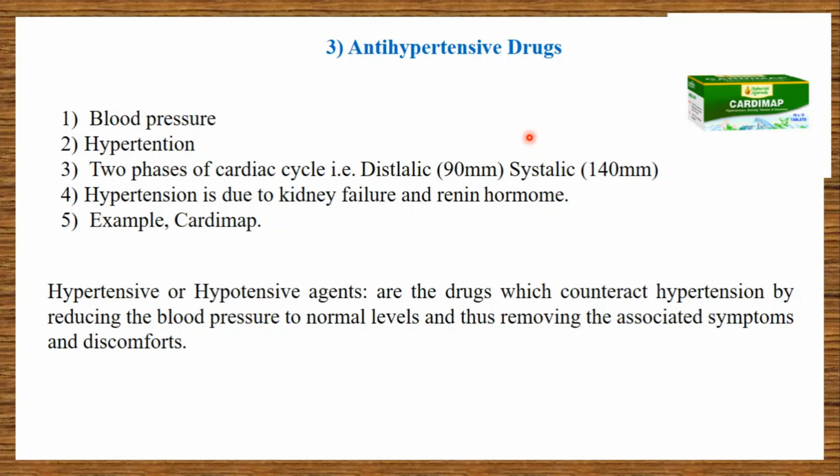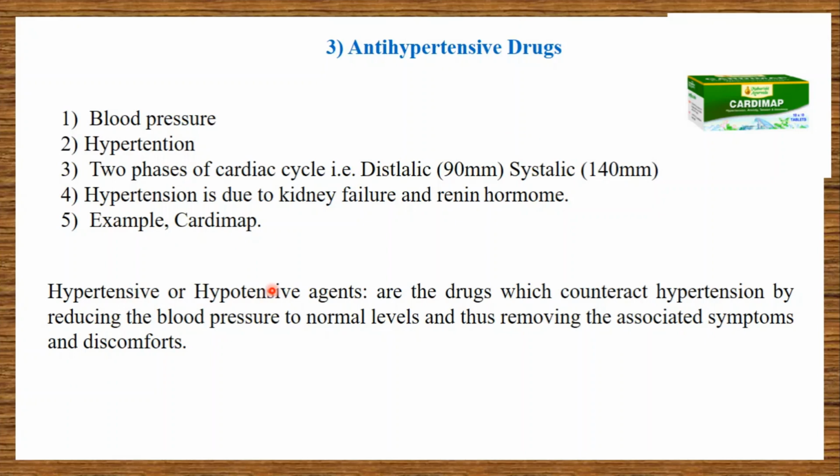Kidney failure increases the hypertension. Then the hormone renin is released, and the role of renin is that it constricts the arterioles and deposits cholesterol, which thickens the arteries. All these factors show resistance to blood flow and thus increase the blood pressure.